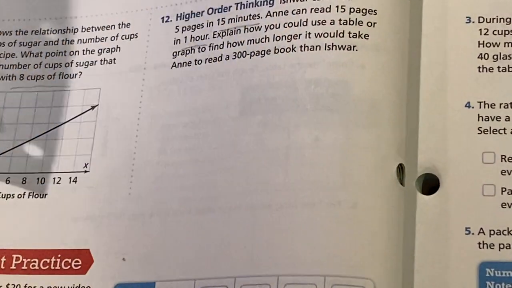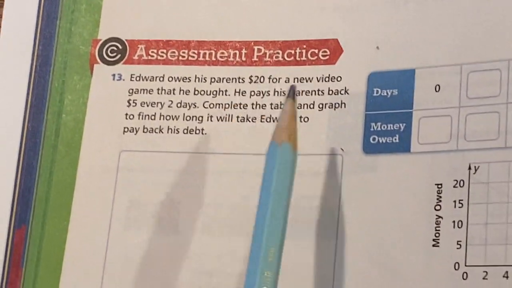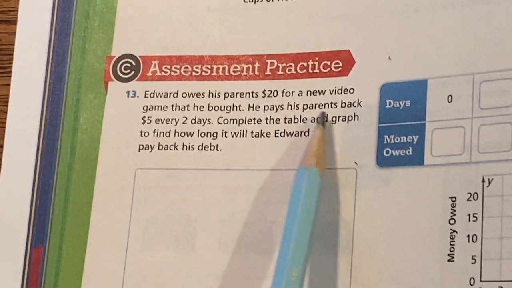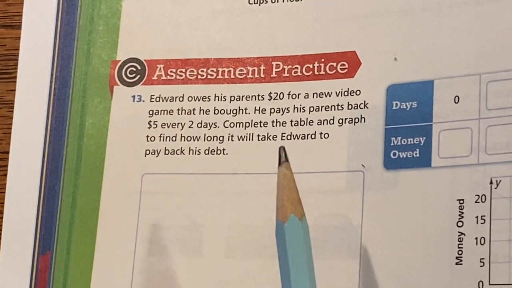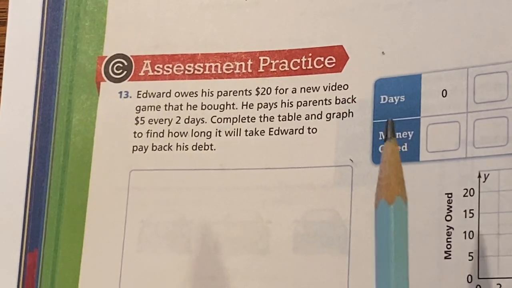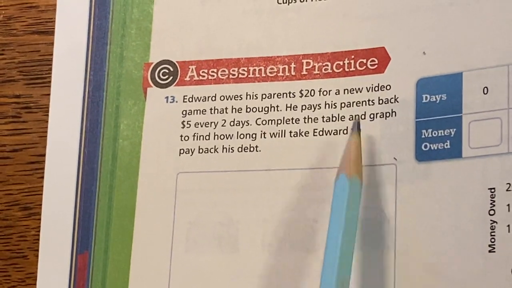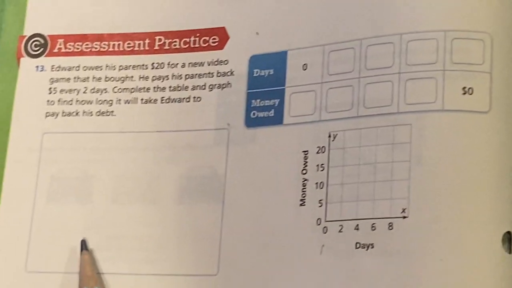Okay, now Edward. Let's talk about Edward. He owes his parents $20 for a new video game that he bought. He pays his parents back $5 every 2 days. I think that's a little weird. How come he gets 5? Where does he get the $5 every 2 days? Anyway, doesn't matter. Complete the table and the graph to find how long it will take Edward to pay back his debt.